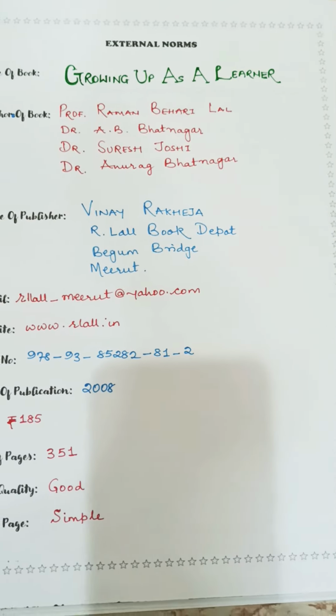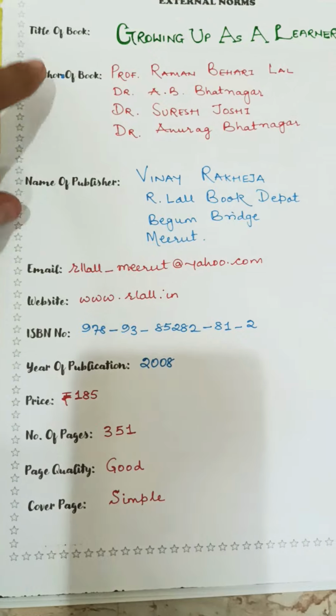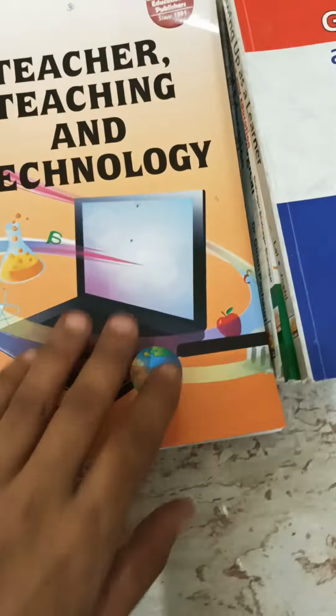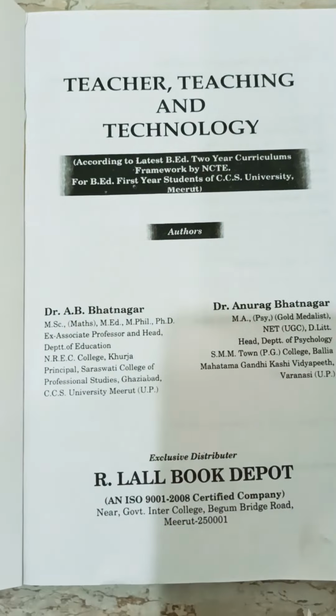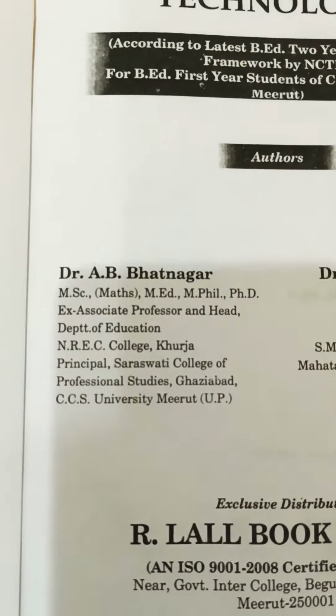The third book we have is Growing Up as a Learner. You can see the external norm details have been listed here clearly. That's check-in from the book. You can get these things here in the book. Look at it here. The author details are here. When we write about the authors, we normally write these details in it.